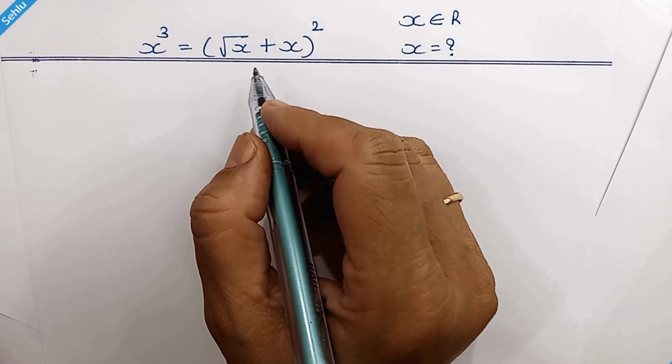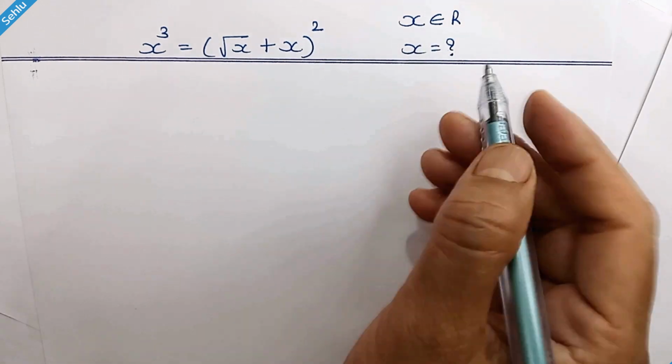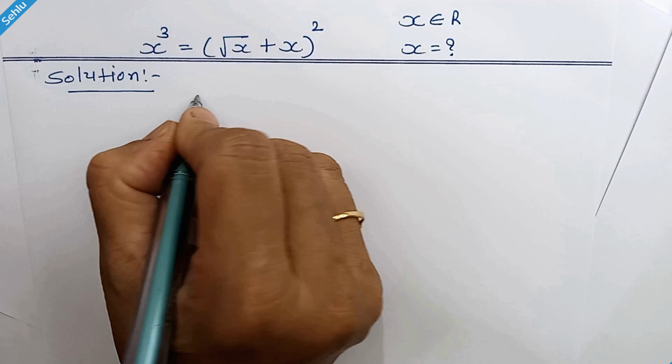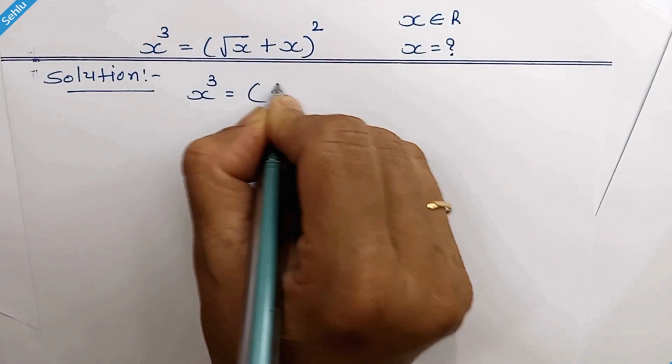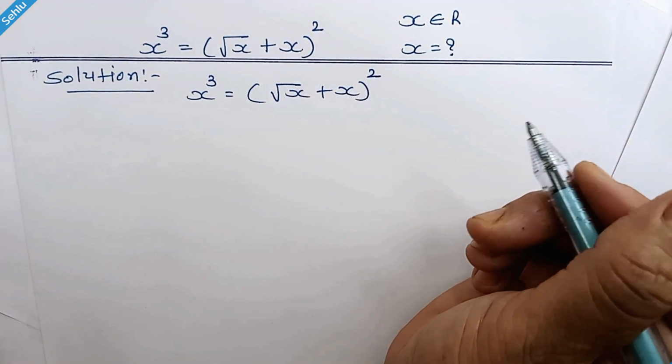Hello friends, it's a brilliant math problem. We are required to find the real value of x. Okay, let's begin. The question is x cubed is equal to square root of x plus x whole squared.